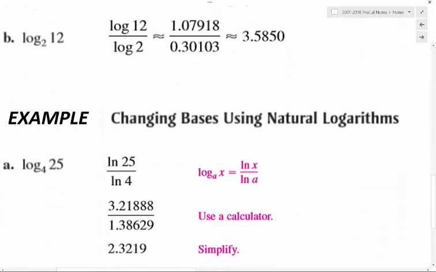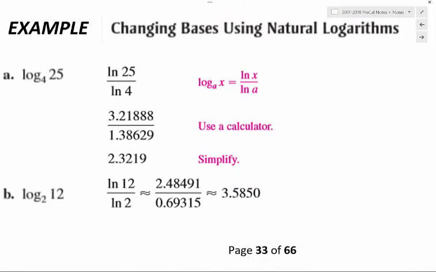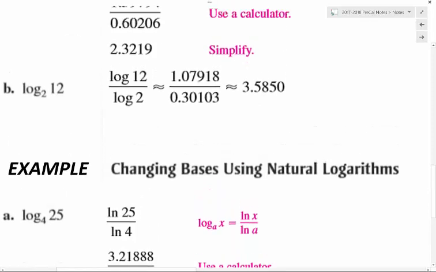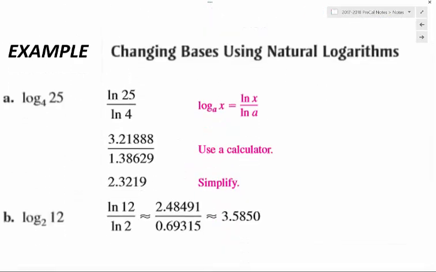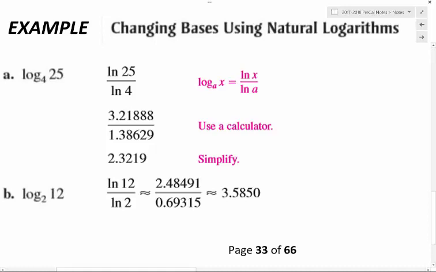With natural logarithms, I do the same thing, except now I put natural log. Natural log of 25 over the natural log of 4. Natural log of 12 over the natural log of 2. Notice, what do I notice between the answers up here and the answers down here? Well, they're the same thing. You're going to get the same answer. It doesn't matter which one you use.